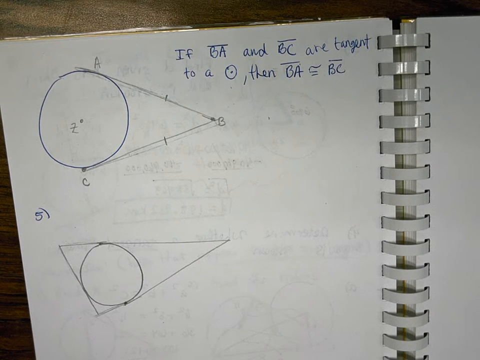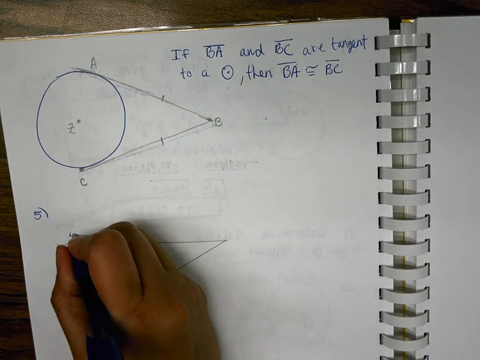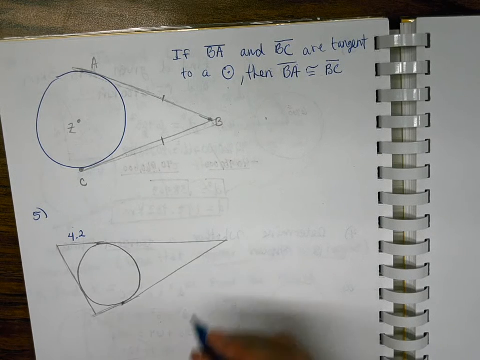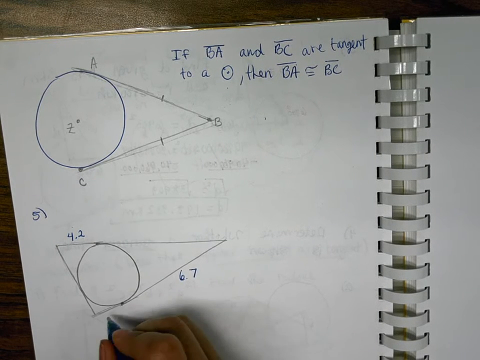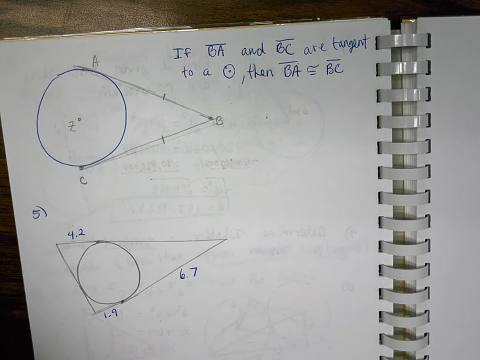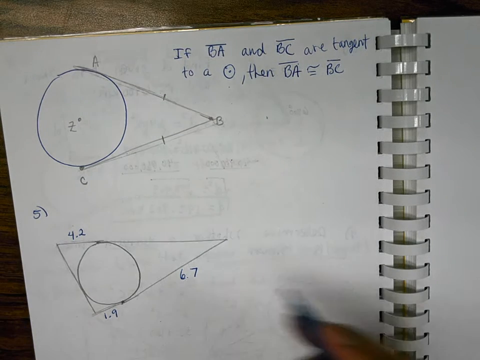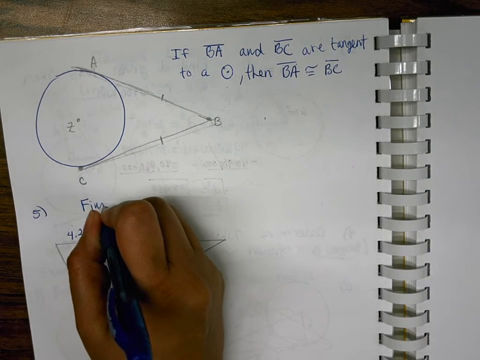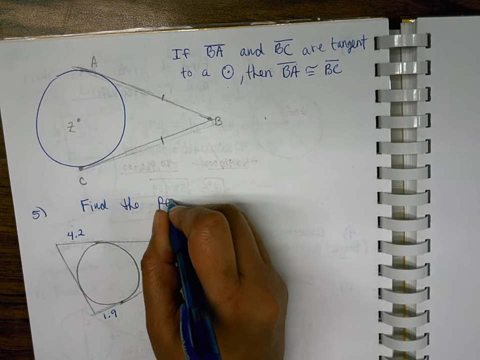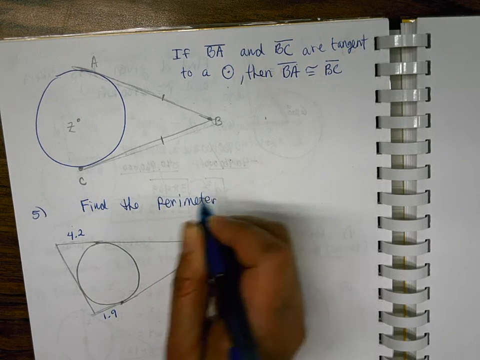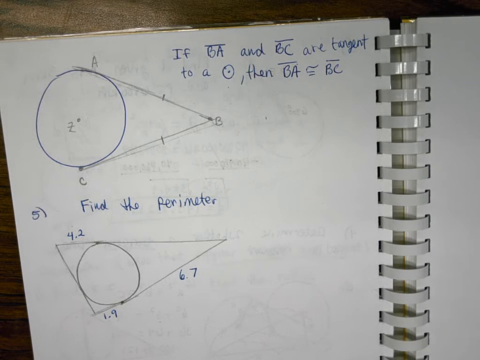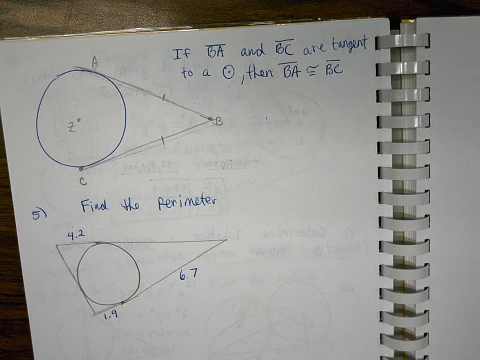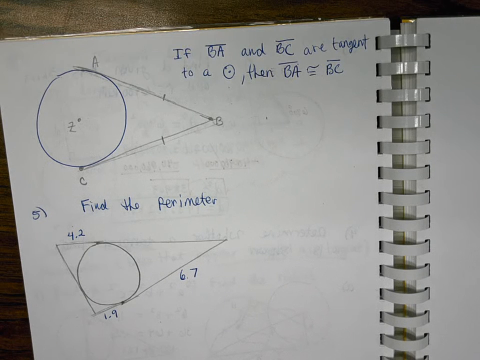All right, I am going to give you some information. I'm going to give you that this is 4.2. This is 6.7, and this is 1.9. And I'm going to ask you to, let's write it here, find the perimeter. I'm asking you to find the perimeter.